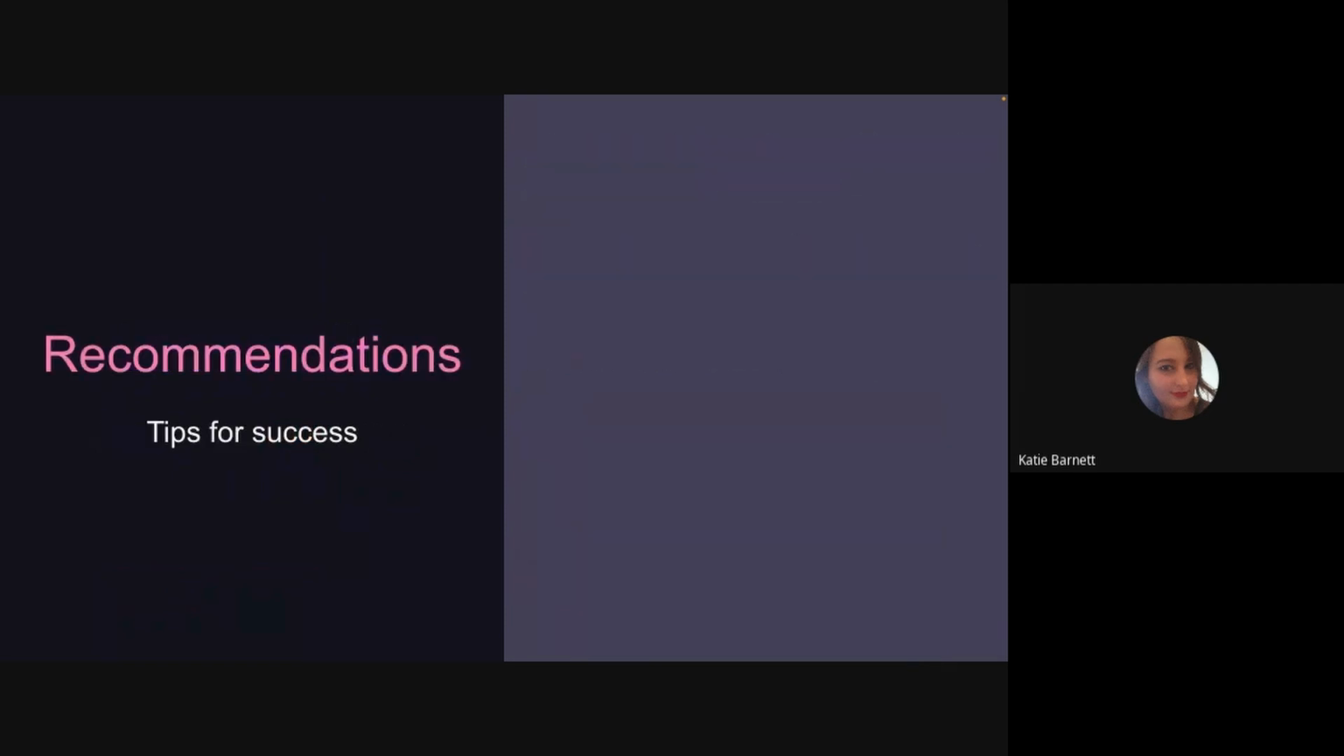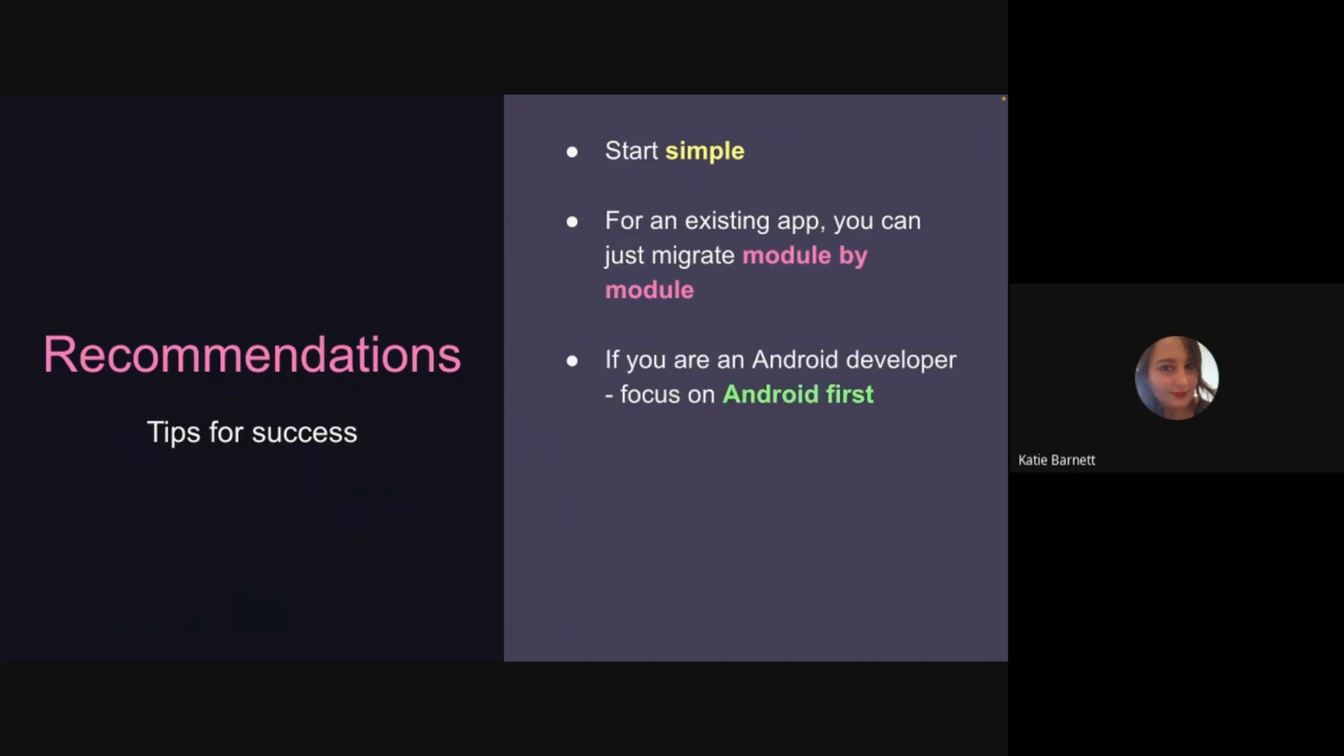So some recommendations if you're going to go and try Kotlin Multiplatform. Start really simple. Start with a really simple app. Don't start with authentication like I did. If you have an existing app, you can actually migrate module by module. You can just convert some of your modules into multi-platform modules, and later on decide if you want to migrate the rest of the UI or the other layers. But if you're building something new, you can just migrate them one by one.